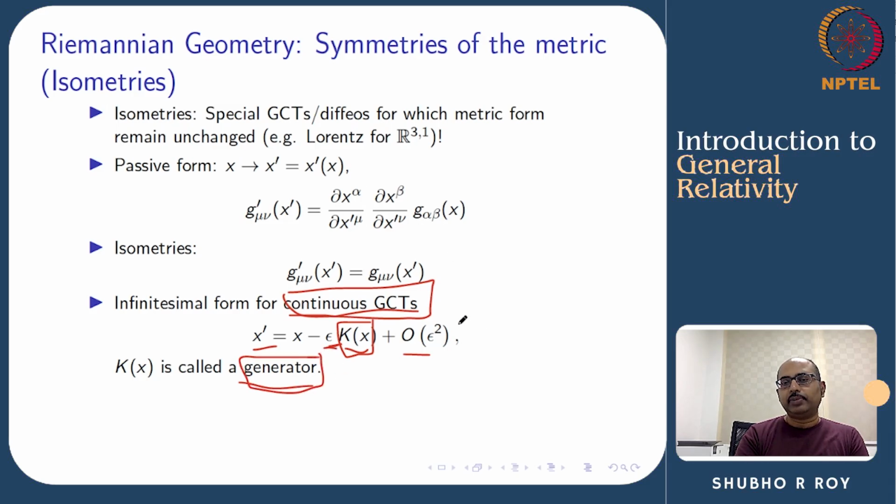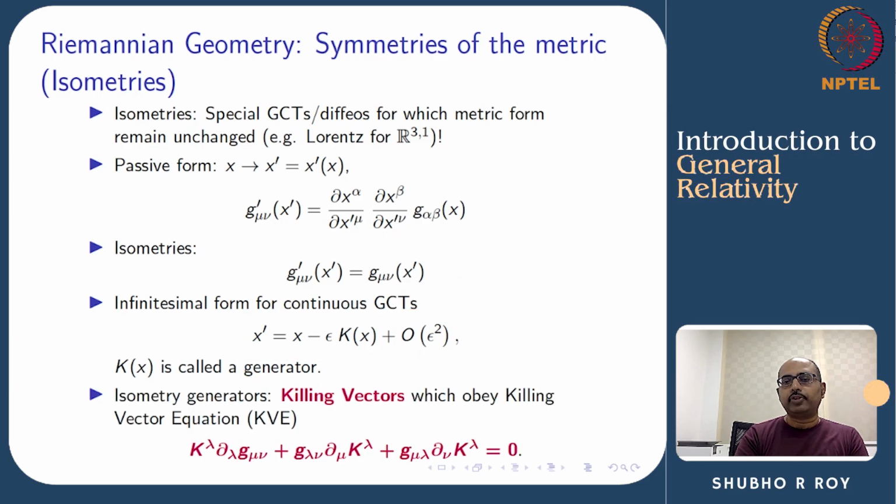I should have made it in bold fonts because it's a significant concept. If we are looking at an infinitesimal symmetry or infinitesimal isometry, then we can plug this infinitesimal form into these equations, and of course x prime here as well. If we do that for an isometry, we get a constraint on k, which is called the Killing vector equation. So these generators of isometries are called Killing vectors, and the Killing vectors obey a specific equation which follows from these two equations, which is called the Killing vector equation.